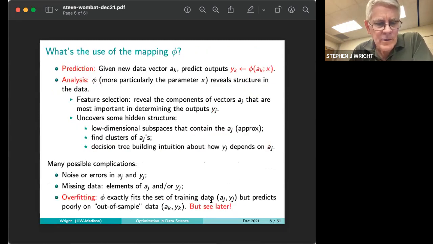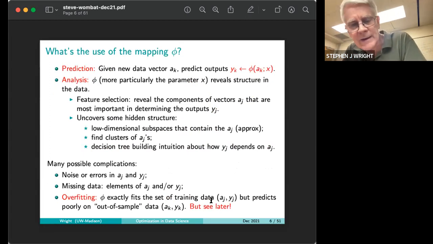So going back to the purpose of data analysis: once you've learned x, once you've figured out what the function phi is, it does a good job of mapping the AJ to the YJ, you can use it to make predictions about future data vectors AK.